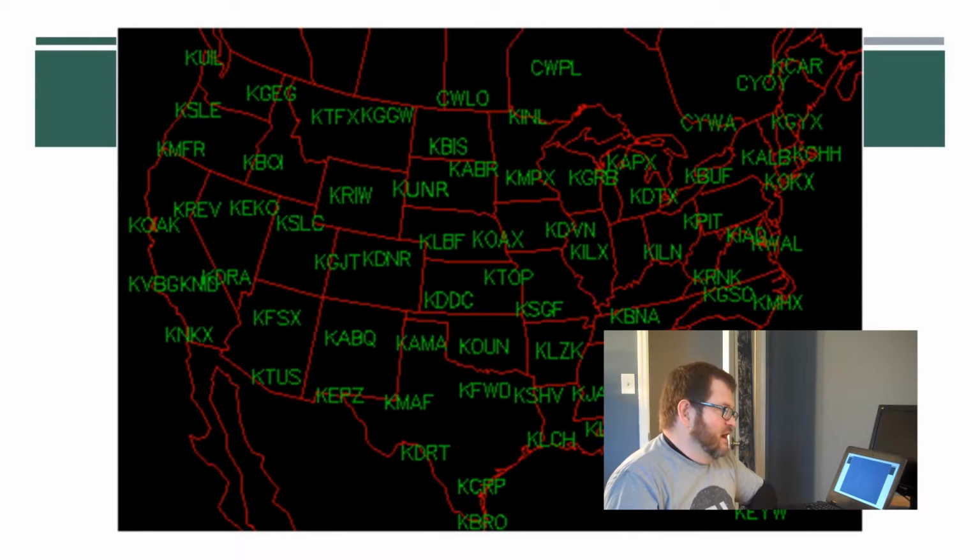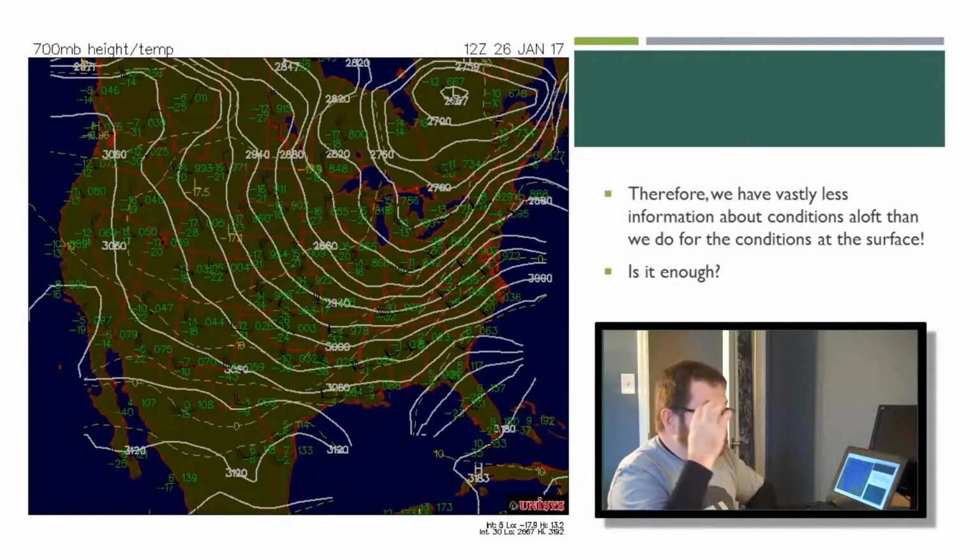And the entire state of Utah only has one. I mean, there's just not that many of them. It's about 85, 90 locations around the country where we launch these weather balloons every day. And that means that, of course, by necessity, we have much less information about the conditions aloft, away from the surface, than we do for the conditions at the surface.